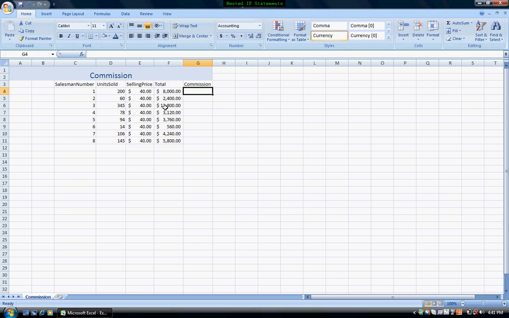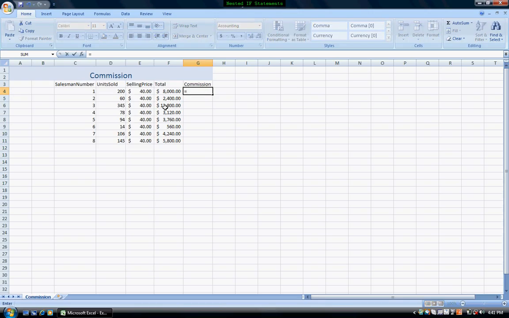The first criteria for the if statement is that the units sold have to be greater than 100 for the percent of the commission to be 5%. And if greater than 50 units are sold but less than 100 units are sold, the commission is 3%. And if the salesman sells less than 50 units, the commission is going to be 2%.